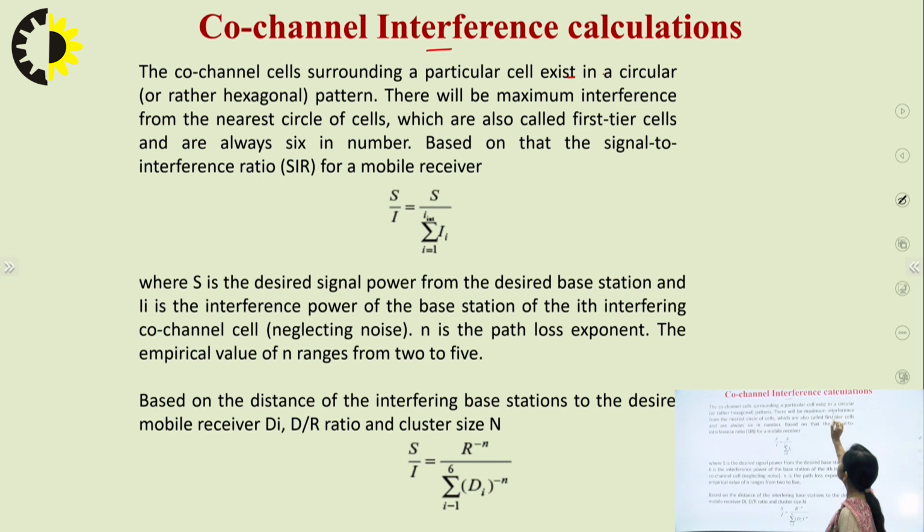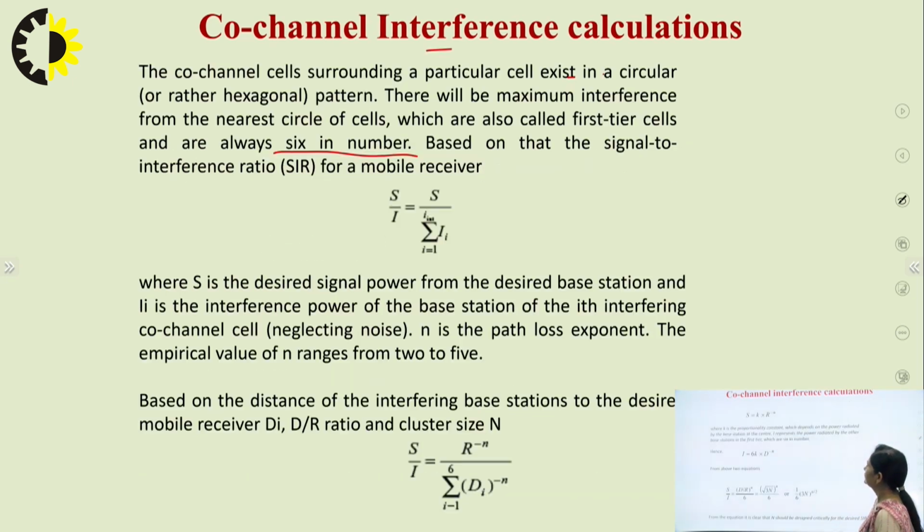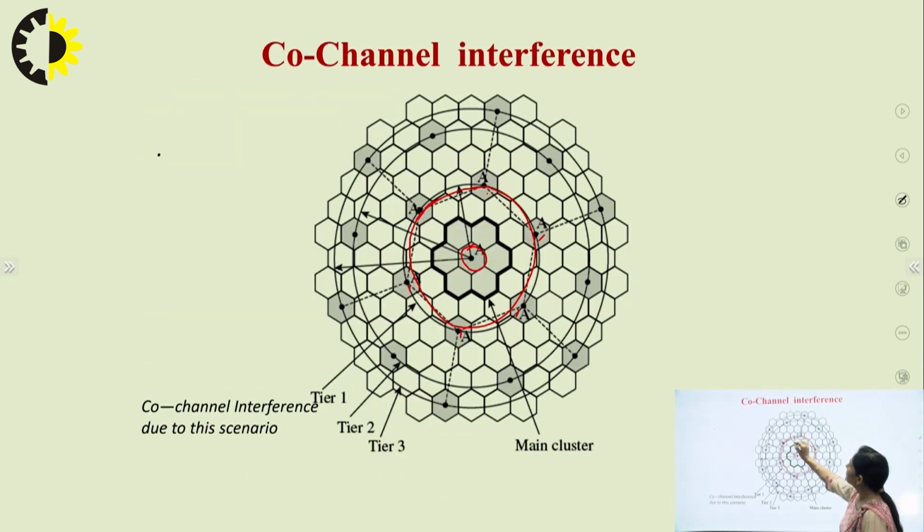There will be a maximum interference from the nearest circle of cells, which are also called first tier cells and are always 6 in number. You can see here, this one is the first tier of the cells that are causing interference. This is the second tier that is causing interference, and then the third tier. So there are different tiers of cells that are causing interference.